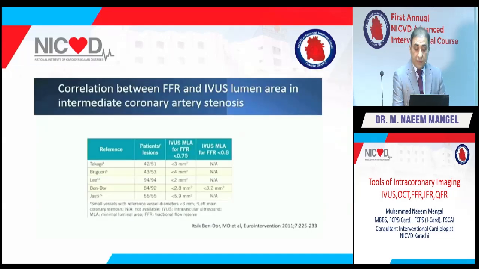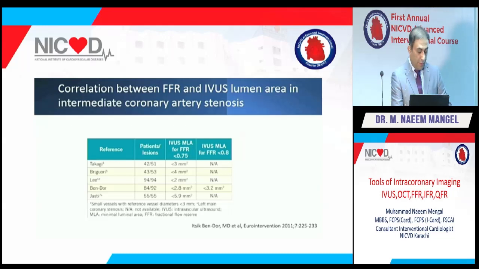There are different studies which have shown a correlation between FFR and IVUS, as to what minimum luminal area is significant, and when you see such results pre and post, you can plan your procedure. But the consistent finding among the studies that compare IVUS and FFR is that there is a good correlation between IVUS and FFR in studies of the left main, but no good correlation in other vessels.